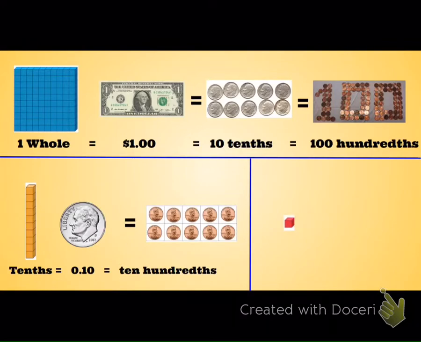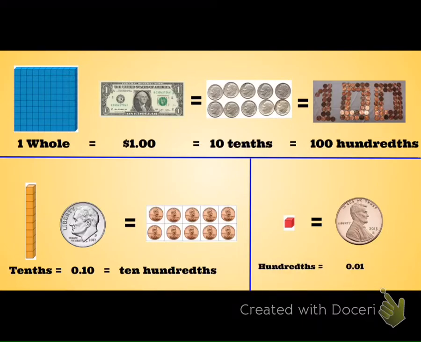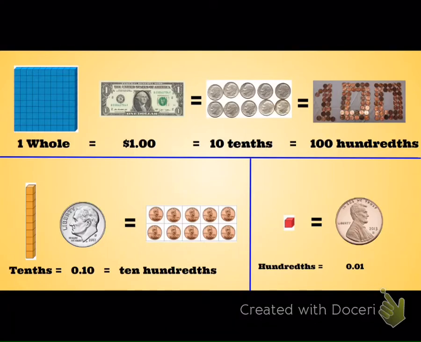And lastly, we have our single unit there, which is equal to hundredths, or written as a decimal, 1/100th, as opposed to the dime, which is 1/10, which is opposed to the dollar, which is one whole.